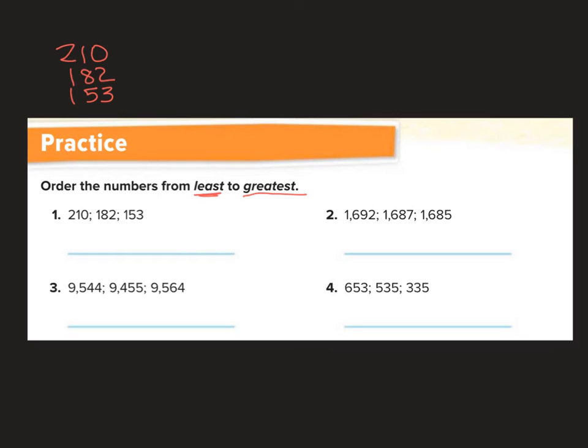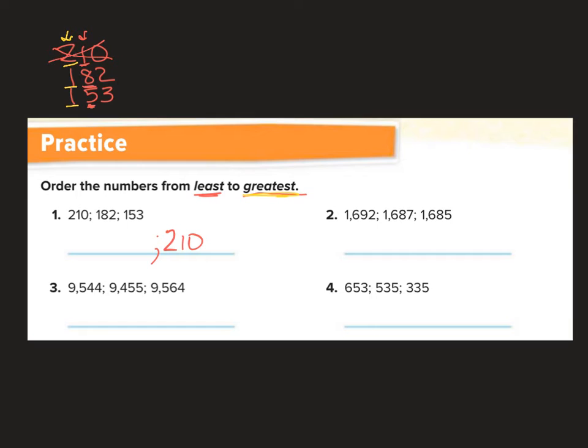So if I compare the hundreds place first, I see I have 200s, 100s, and 100. And so that means the greatest number I have is 210. So I'm going to write it over here on this side. Then I have to go to the tens place. I have a 1, 10, and a 5. Oh, sorry, we already did 210. I better cross it off. See, look, if I don't cross it off, then I think it's still part of the game.